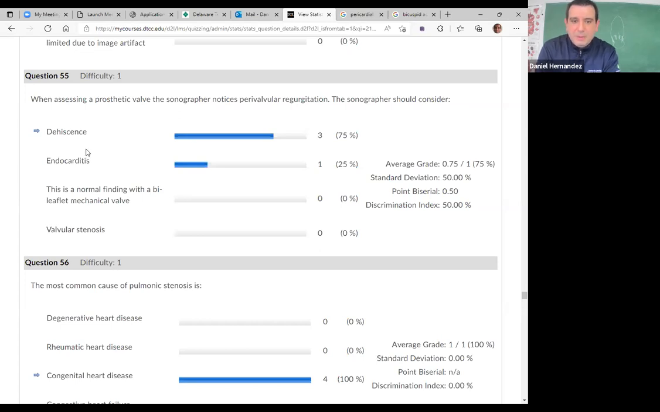Something else to potentially consider would be the development of abscess formation, potentially along the annulus in that sew ring. Abscess formation could eventually lead to dehiscence, because you'll get a weakening of the sutures where it's sewn in, a weakening of that annulus as a result of the abscess.